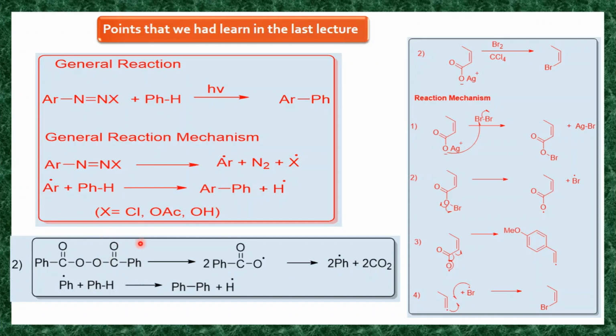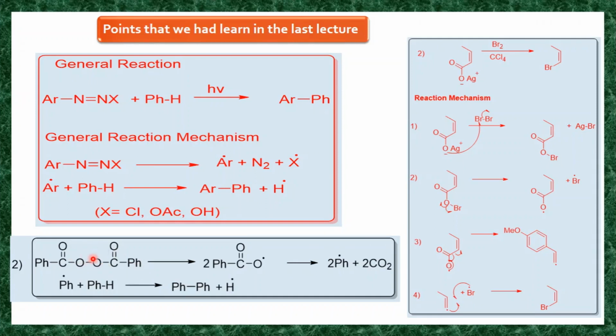Now similar results are also obtained from the aryl radical generated from other sources, such as decomposition of benzoyl peroxide in aromatic solvent. So the same result, that is arylation of the ring, is also obtained when the decomposition of benzoyl peroxide takes place in aromatic solvent. So this is your benzoyl peroxide. This benzoyl peroxide gives arylation in presence of aromatic solvent. It has this peroxide bond.